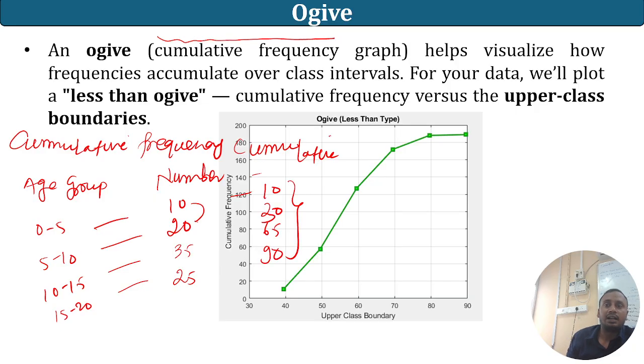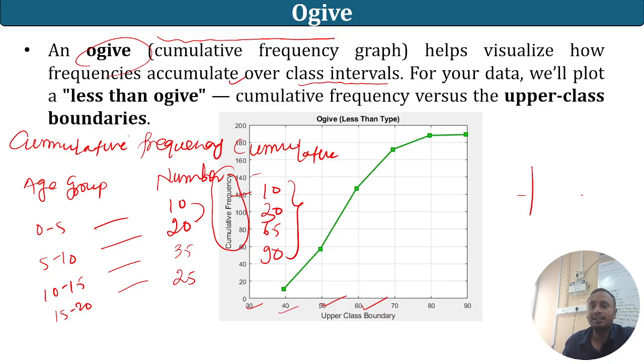To show this in a graph, we call it an ogive graph. It helps to visualize how the frequency accumulates over the class intervals. Okay, so we will plot the less-than cumulative frequency versus the upper class boundaries. Let's say the first boundary is 0 to 5, then 5 to 10, then 10 to 15, then 15 to 20. Then this plot will show the cumulative frequency: first 10, then 30, then 65, then 90.